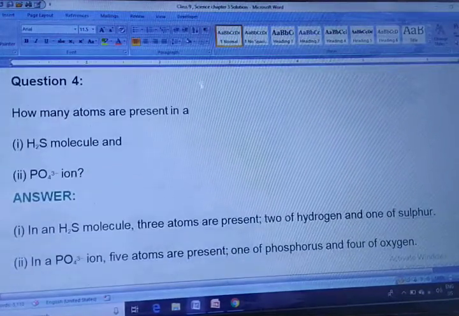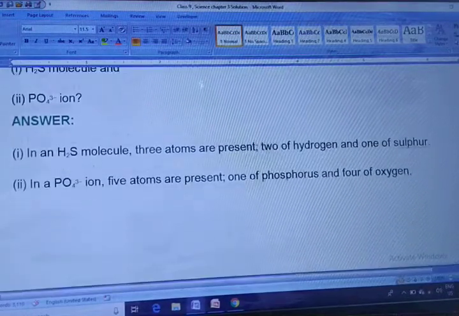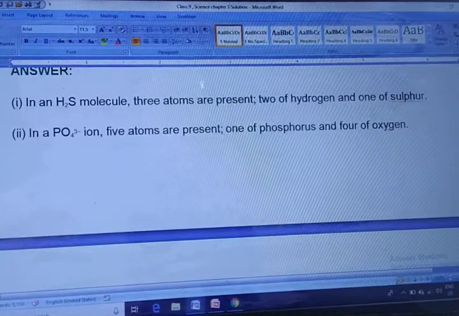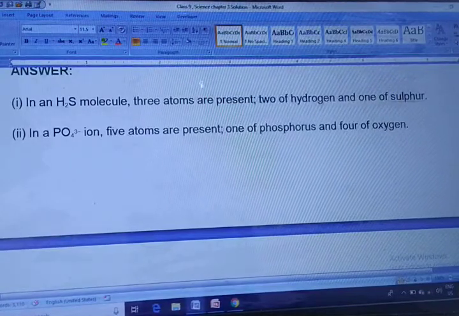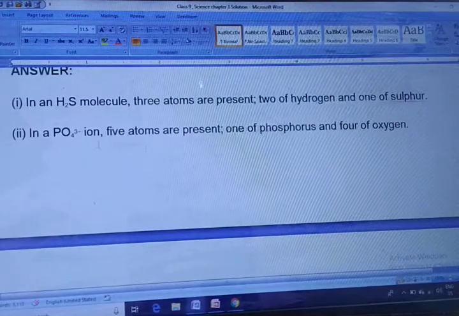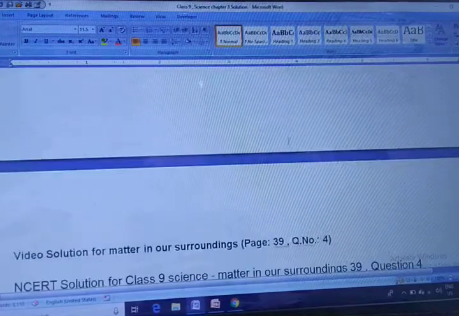Now we are moving towards the next question. Question 4. How many atoms are present in an H2S molecule and a PO4 3- ion? In an H2S, hydrogen sulfide molecule, 3 atoms are present, two atoms of hydrogen and 1 atom of sulfur. In the phosphate PO4 3- ion, 5 atoms are present, 1 of phosphorus and 4 of oxygen.